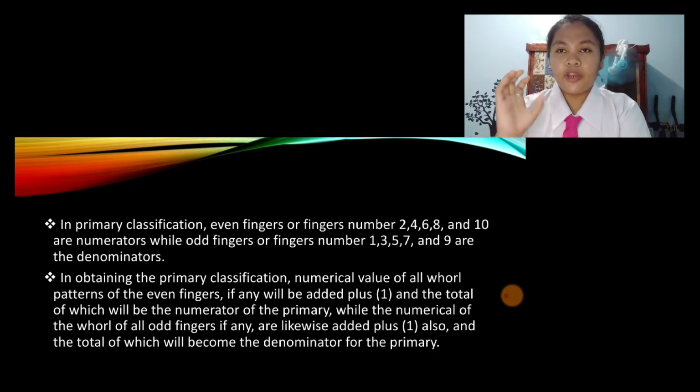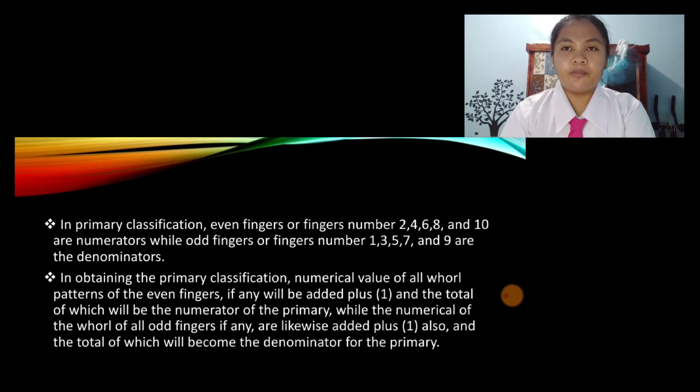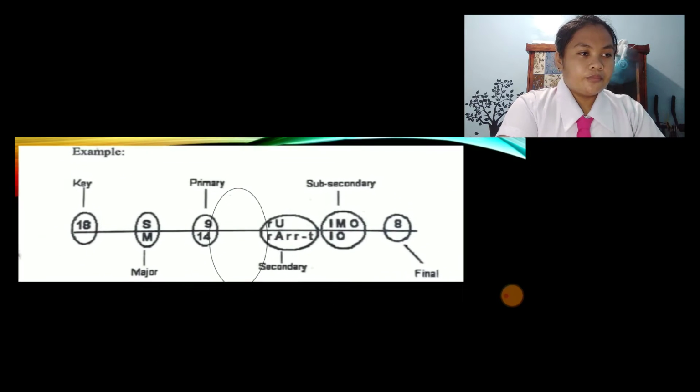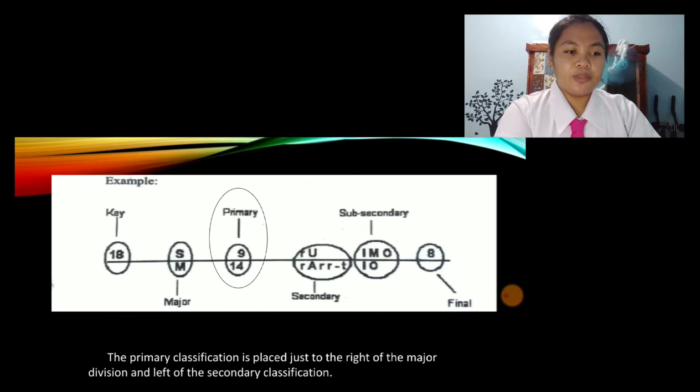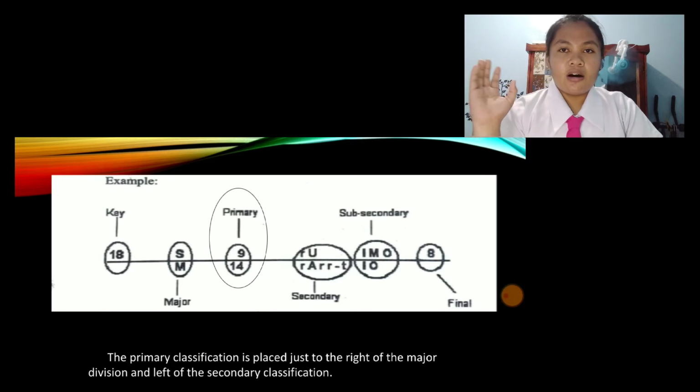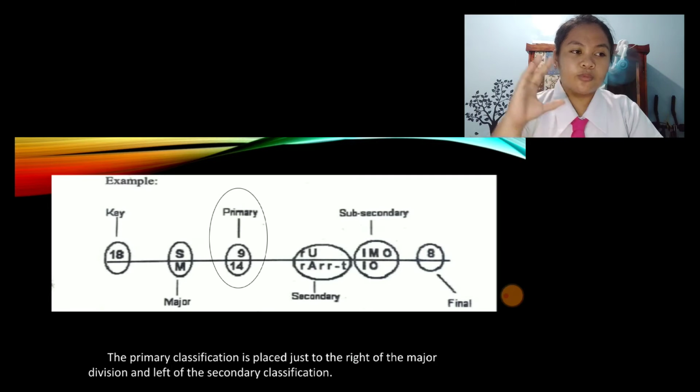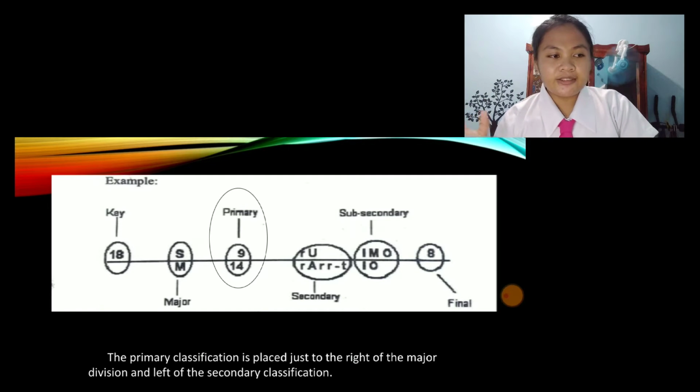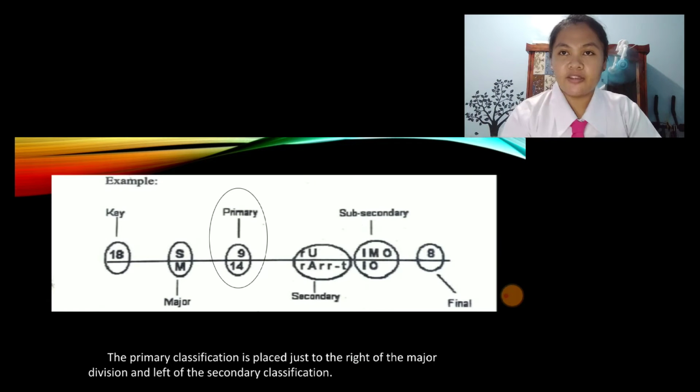So in primary classification, the sum of the numerical values of the numerator, or the even fingers, is added plus 1, as well as the denominator. In primary classification, it is constantly added plus 1. So, primary classification is placed just to the right of the major division and left of the secondary classification. So, primary classification is placed to the right side of the major division and to the left side of the secondary classification.